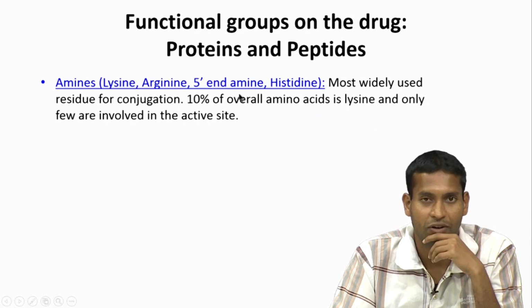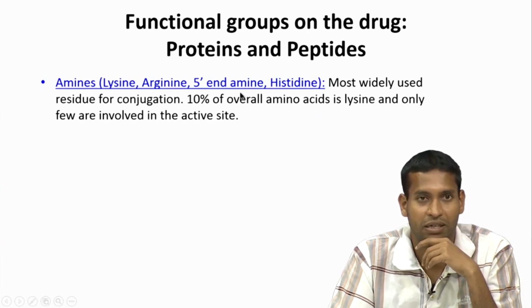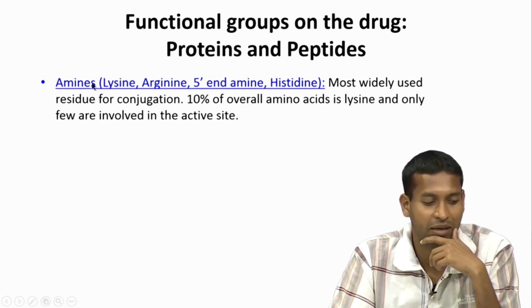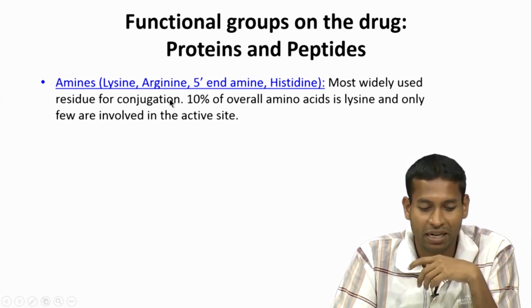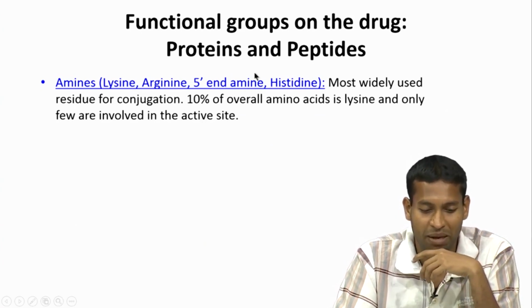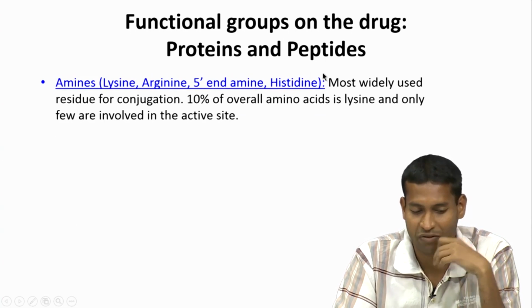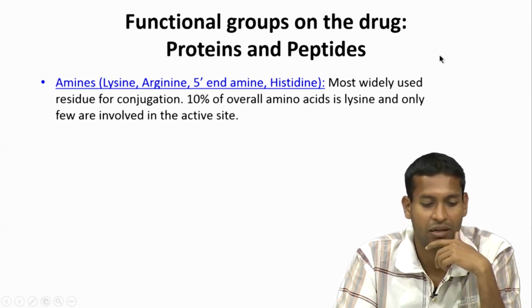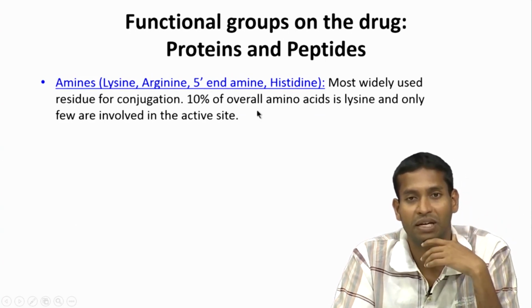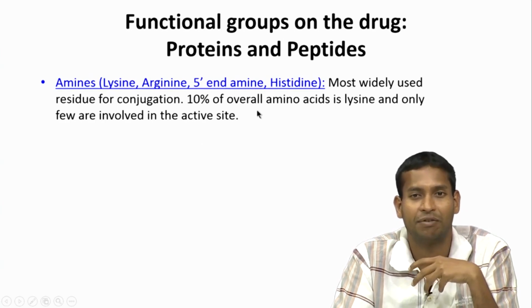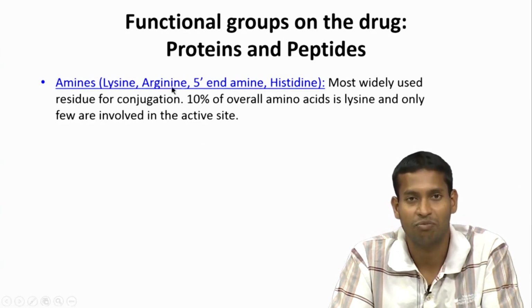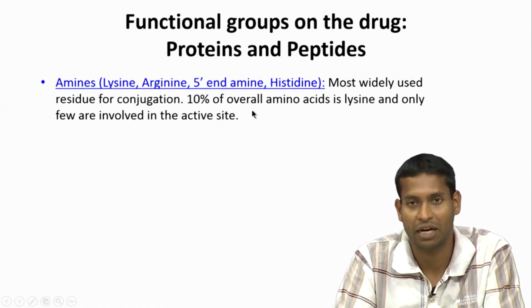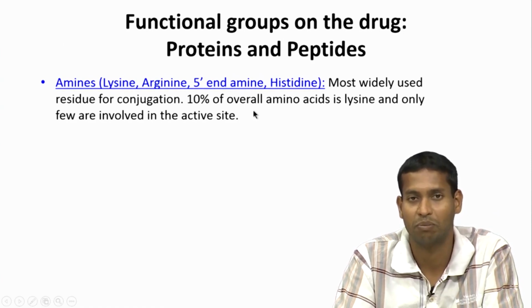Okay. So, let us talk about functional groups again specifically. When we say amines, they are present on lysine, arginine, and there is the 5' end as well as histidine. This is very widely used. Almost 10% of all amino acids in protein is lysine, and very few are involved in the active site. So, it is a safe molecule to attach to without worrying about the active site being blocked by your polymer.